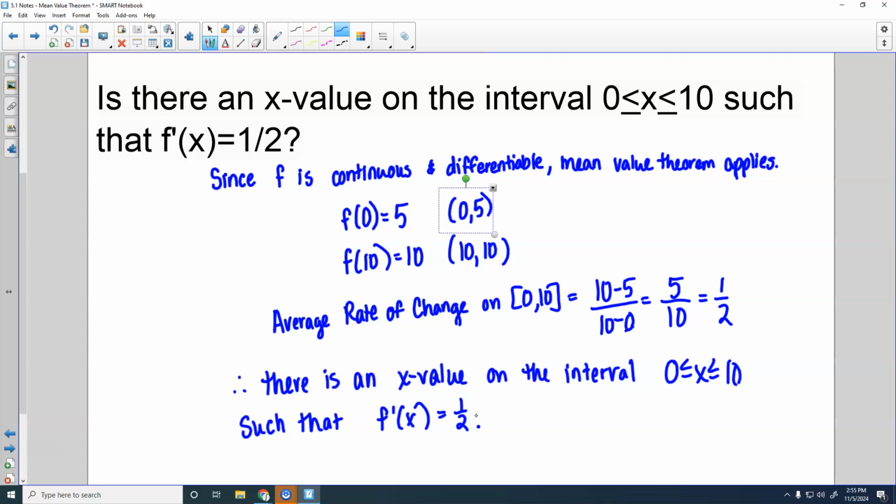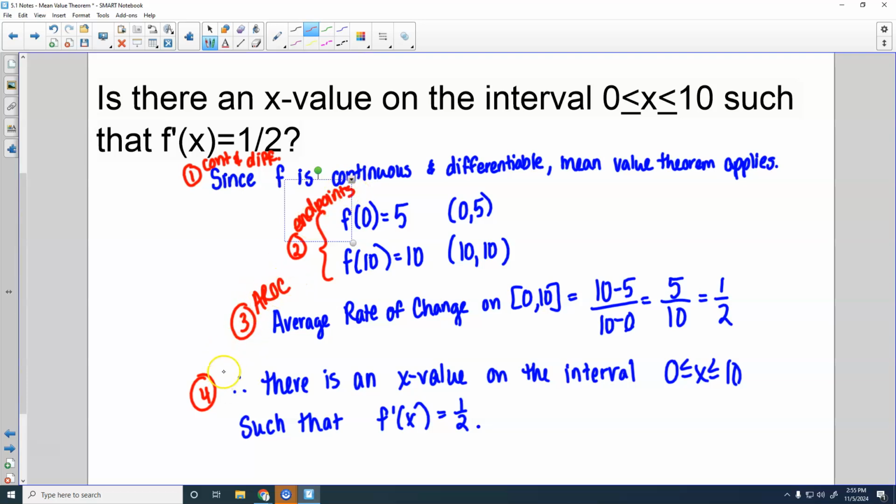So you can see those same steps. Again, you've got to state that it's continuous and differentiable. You've got to find your points. You've got to find your average rate of change, and then you can make your conclusion, right? So: continuous and differentiable, endpoints, your average rate of change, and conclusion.